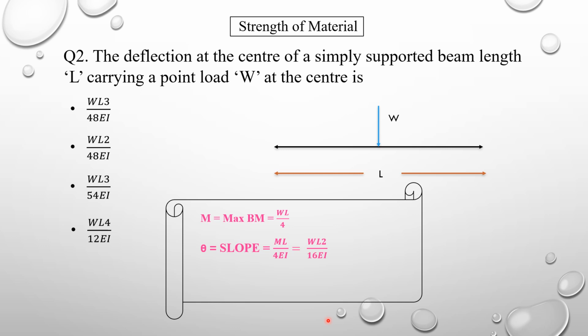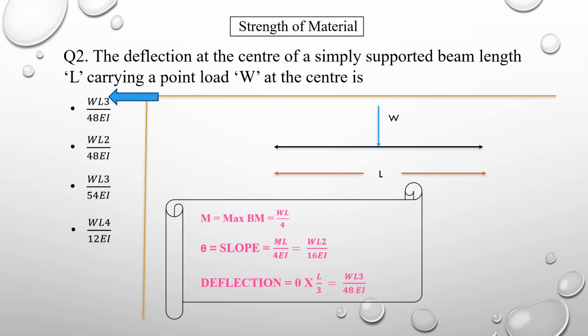So for this beam, the slope is ML by 4EI. Here just replace the M with the maximum bending moment, so the slope is WL square divided by 16EI. Then next is deflection. Deflection is slope into L by 3. Therefore, the deflection for this beam is WL cube divided by 48EI. Option number first is the correct answer.